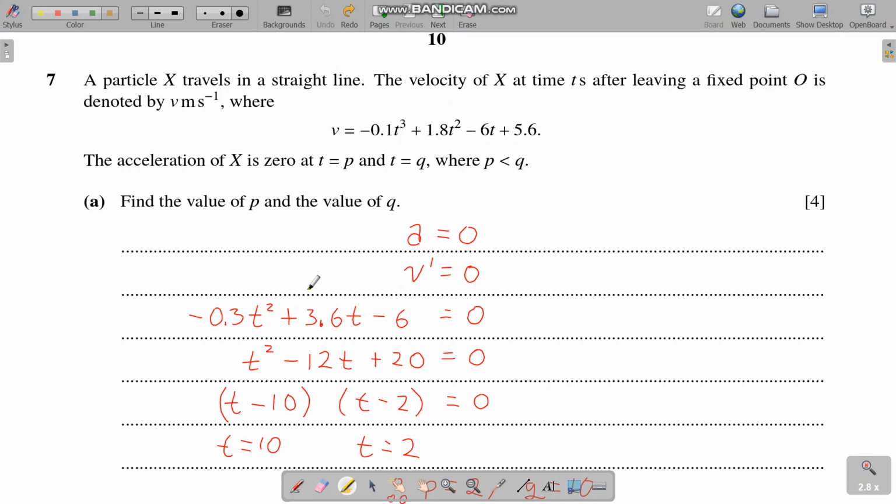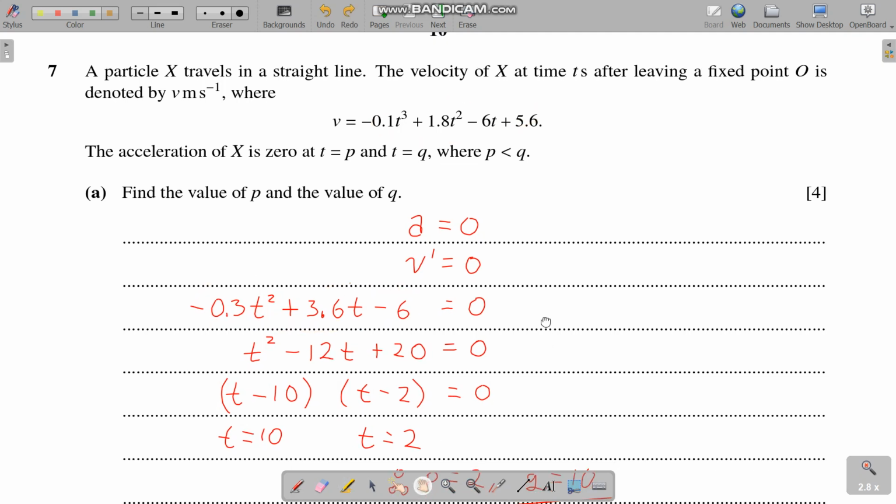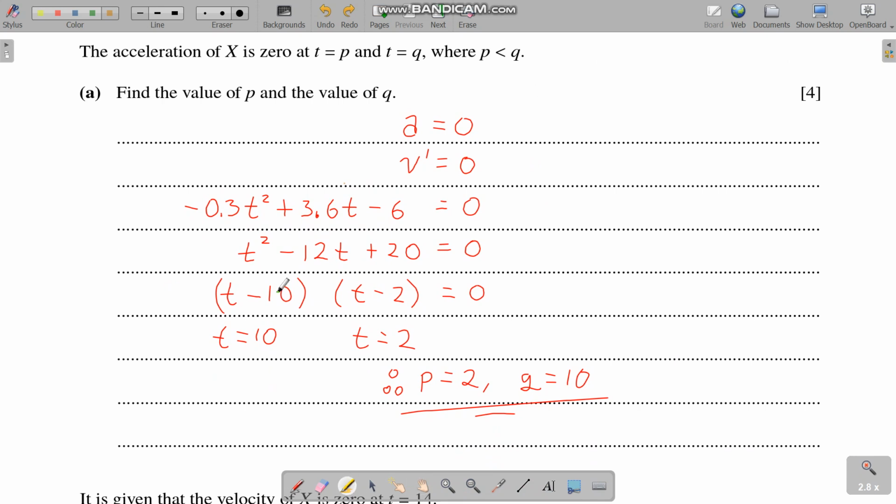After we differentiate, we bring the power down. 3 times minus 0.1, the new power is 2, you have minus 0.3 t squared, and so on. So we differentiate, we get this. We can divide both sides by minus 0.3, and then we factorize, and then we have 2 and 10. P is the smaller one, so P must be 2, Q must be 10.